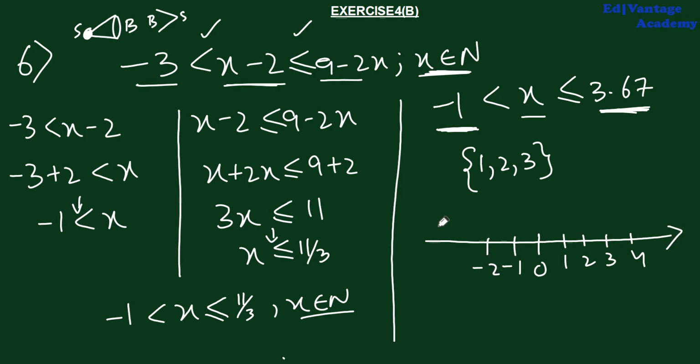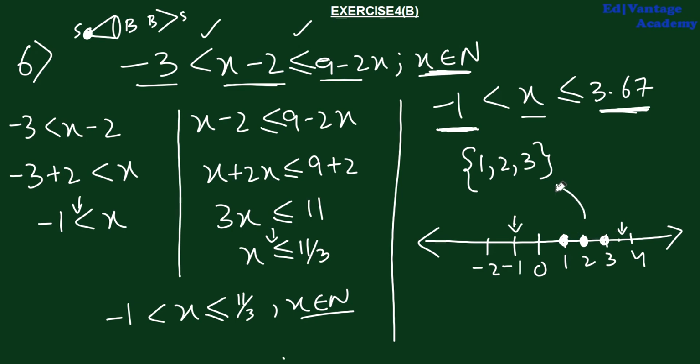-1, -2, enough. So they said this is your one end, and 3.67. Where is 3.67? This is 3, this is 4, 3.5 will be probably here. So that means 3.67 is probably here somewhere, approximately there. So in between this point and this point, what are the natural numbers? You can clearly see it's 1, 2 and 3.